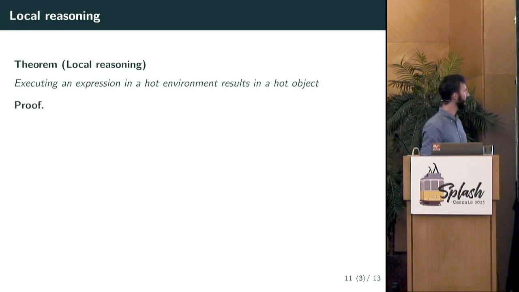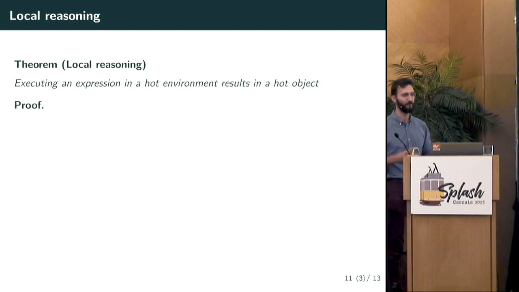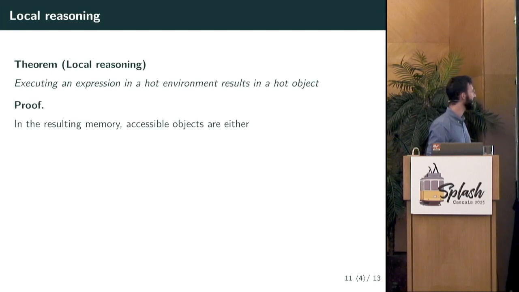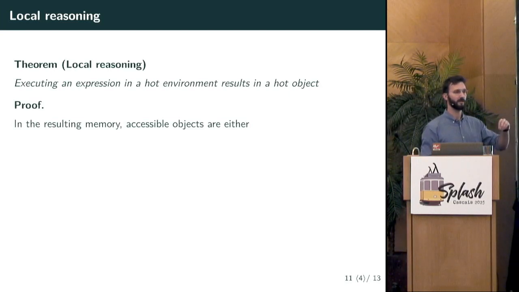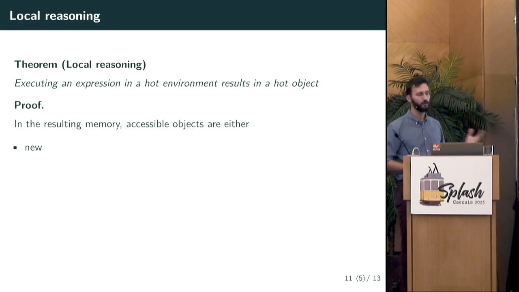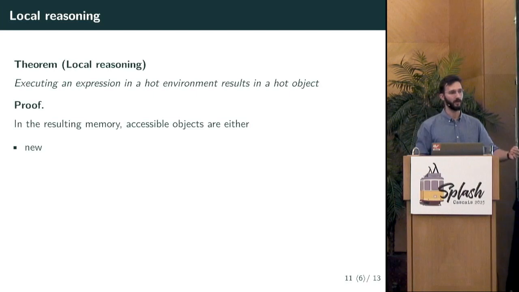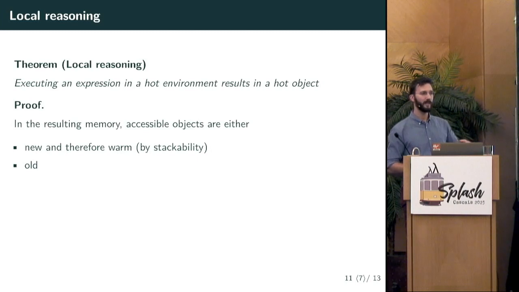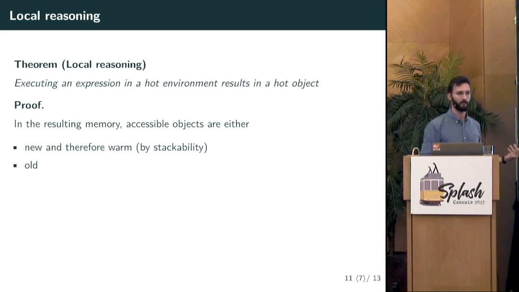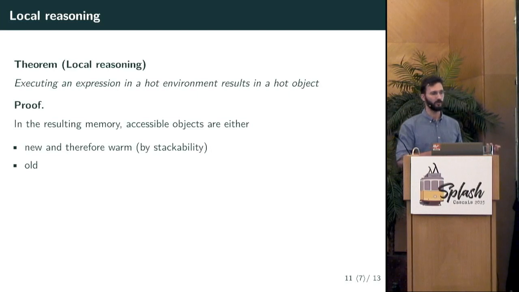And why is it the case? I'll show an overview of the proof because it shows how the principles appear. The idea is that after the execution, you have a resulting heap, and you have the object that was produced. And if you try to access an object from the object that was produced, it's either a new object. So if it's a new object, it means that we ran its constructor, and the constructor finished, so it's a warm object. And if it's an old object, it was already accessible in the heap from the execution environment before. And before the execution, it was hot, because the execution environment was hot.